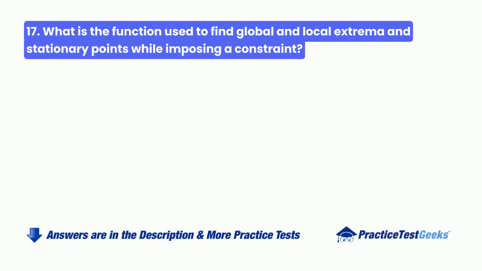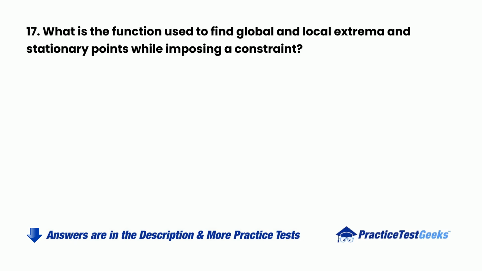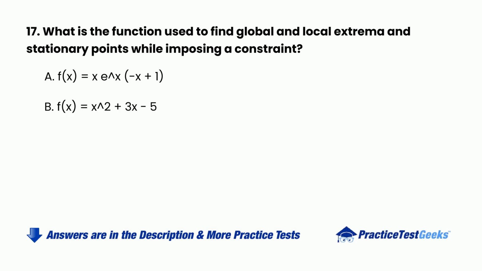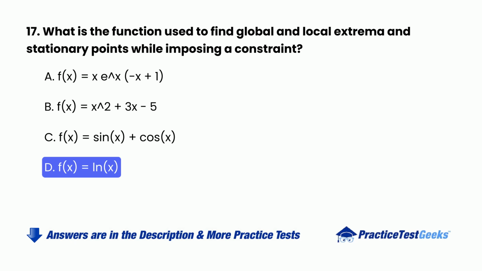17. What is the function used to find global and local extrema and stationary points while imposing a constraint? A. f(x) = x·e^x·(−x + 1). B. f(x) = x² + 3x − 5. C. f(x) = sin x + cos x. D. f(x) = ln x.